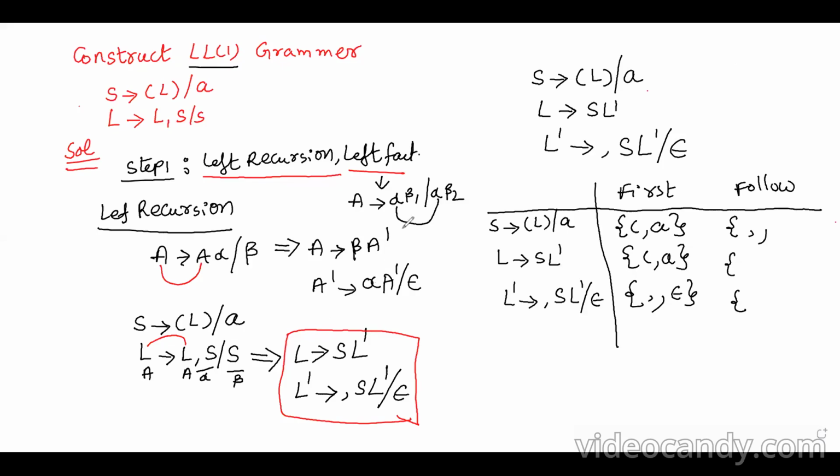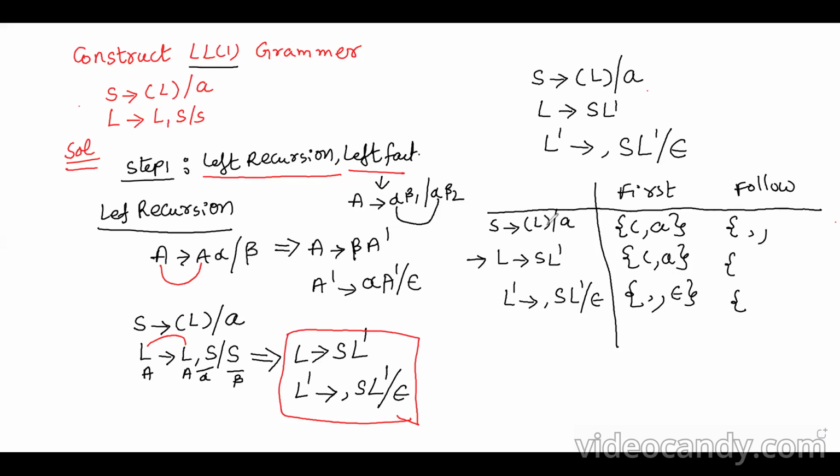So now we are finding the follow of S. Follow of S is first of L dash, and first of L dash is comma epsilon. You write comma as it is. Then you substitute epsilon in place of L dash, so L dash will be vanished. Now follow of L dash is follow of L. We don't know the follow of L, so I will find the follow of L now.